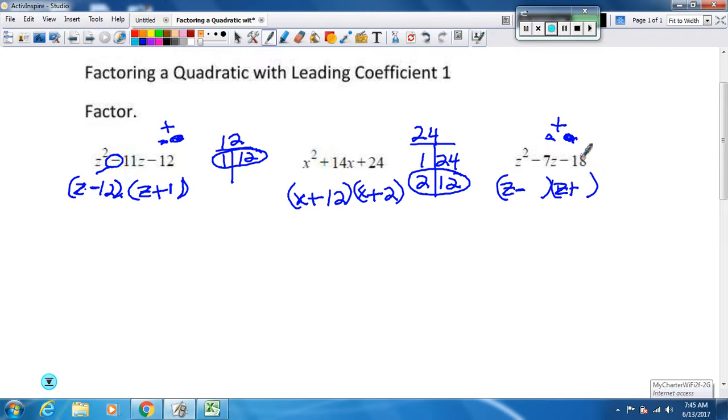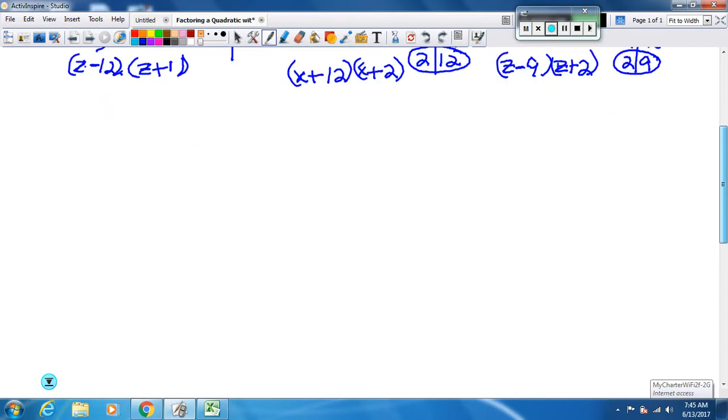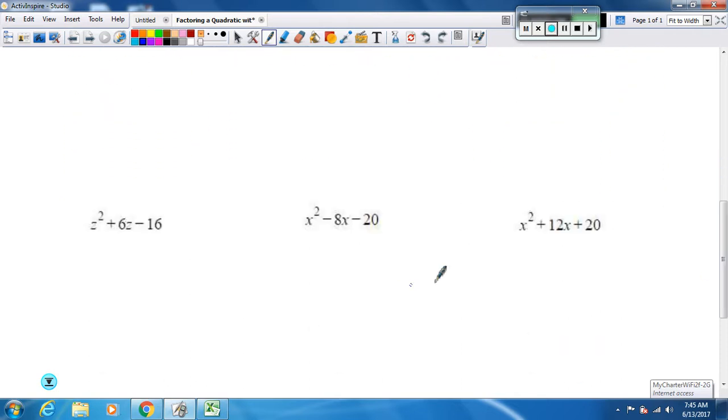I want the factors of 18 that when I subtract them equal 7. So 18 is 1 times 18, and it's 2 times 9. When I subtract those, I get 7. So the biggest one first, 9, and then 2. And if you always bring down your first sign into the first parentheses and use the biggest factor that works first, you will never have a problem with your signs. Okay, the next one.